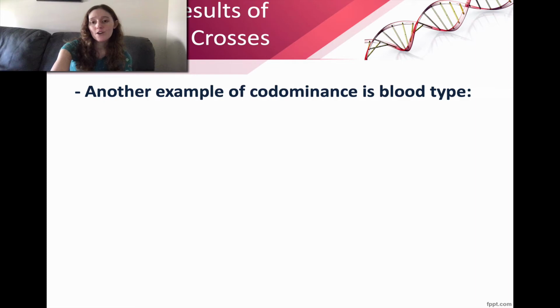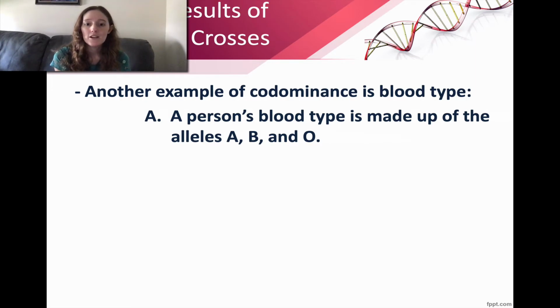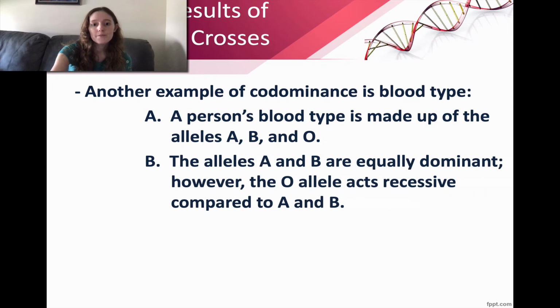Another example of codominance is blood type, and blood type is a little bit crazy because now we have three alleles instead of just two. I'm not going to have you do any of these examples, but I'll go through it just in case you're curious. So a person's blood type is going to be made up of either A, B, or O alleles. If you know what your blood type is, you can kind of figure out what your parents might have been, or if you know what your parents' blood types are, you may be able to figure out what yours is if you don't know it.